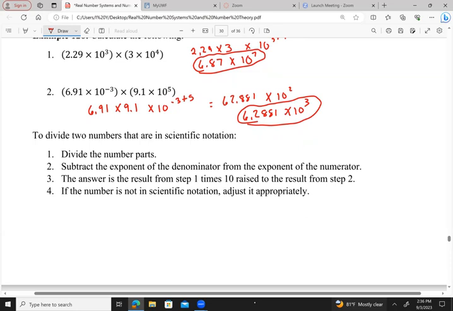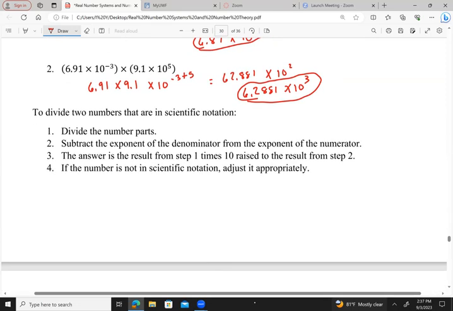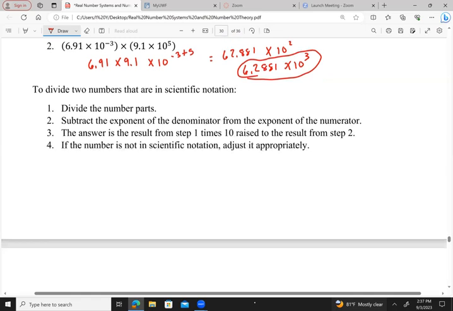To divide two numbers that are in scientific notation, divide the number parts, subtract the exponent of the denominator from the exponent of the numerator. The answer is the result from step 1 times 10 raised to the result from step 2. And of course, if the number is not in scientific notation, adjust it appropriately.